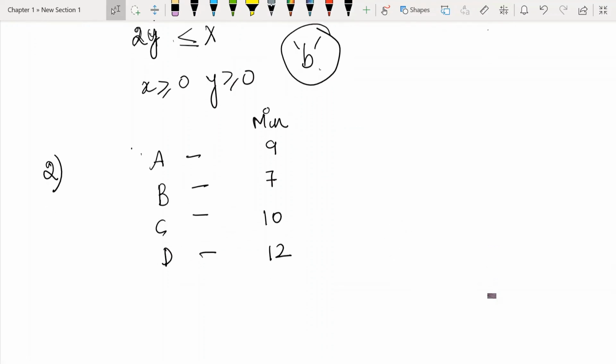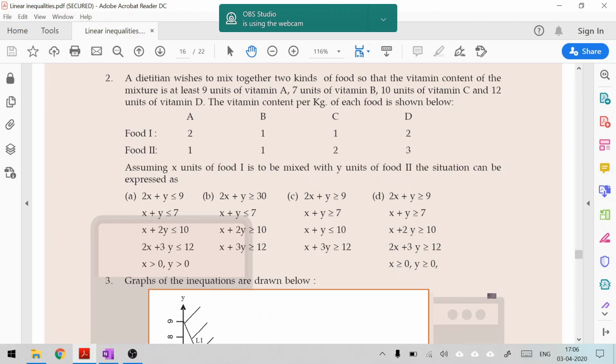So which means that if I am going to consume x units of food 1 and y units of food 2, this is how I am going to assume. Then I have to consume it in such a way that I get a minimum of 9 units of A, a minimum of 7 units of B, a minimum of 10 units of C and a minimum of 12 units of D. Okay, let's come back.